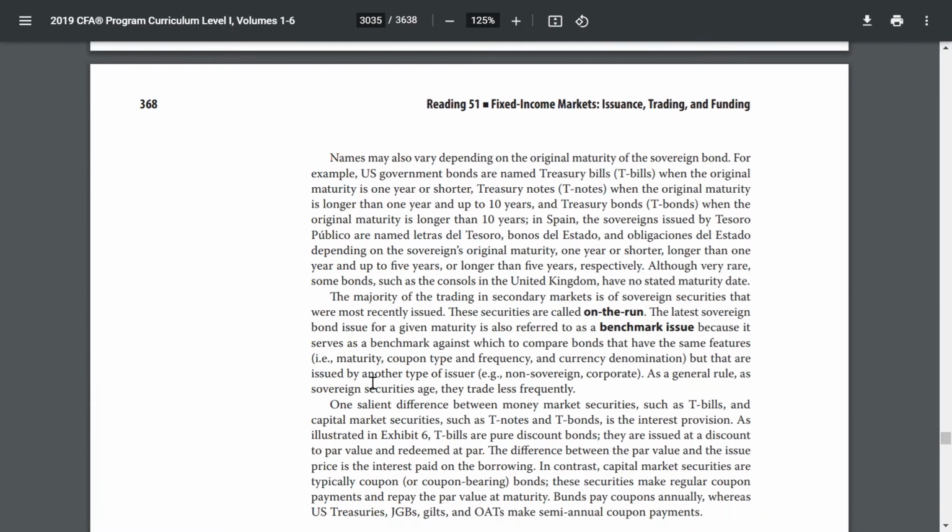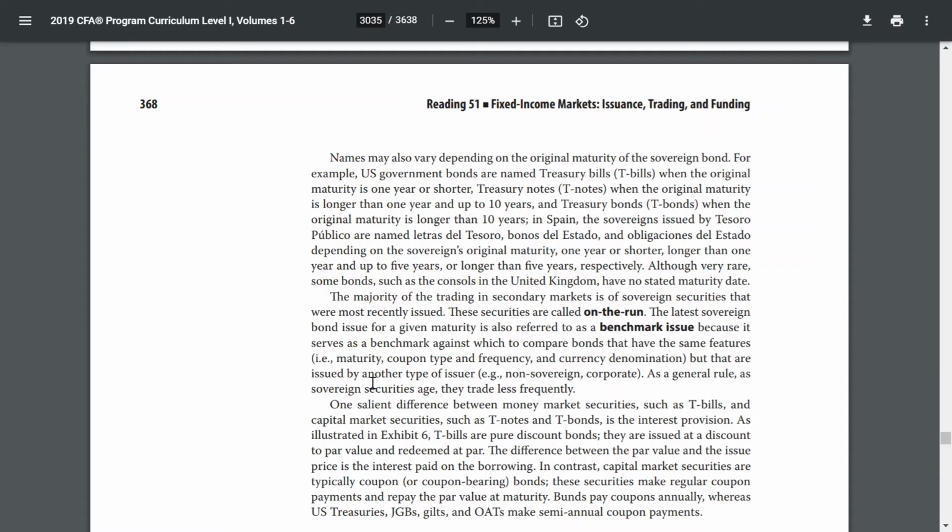Names may vary depending on the original maturity of the sovereign bond. For example, U.S. government bonds are named Treasury bills, or T-bills, when the original maturity is 1 year or shorter; Treasury notes, or T-notes, when the original maturity is longer than 1 year and up to 10 years; and Treasury bonds, or T-bonds, when original maturities are longer than 10 years. In Spain, the sovereign debt issued by the Tesoro Público is named Letras del Tesoro, Bonos del Estado, and Obligaciones del Estado, depending on the original maturity: 1 year or shorter, longer than 1 year and up to 5 years, or longer than 5 years, respectively.